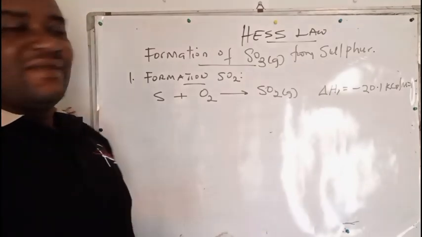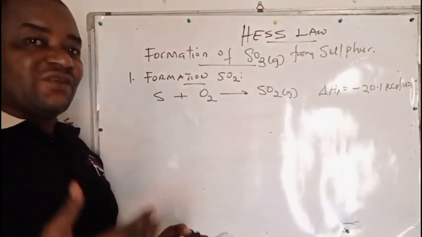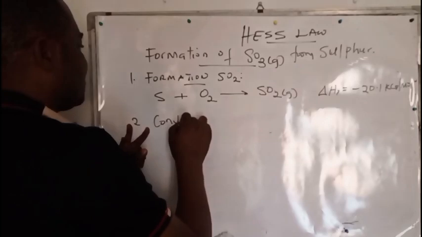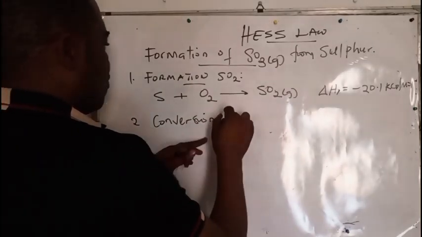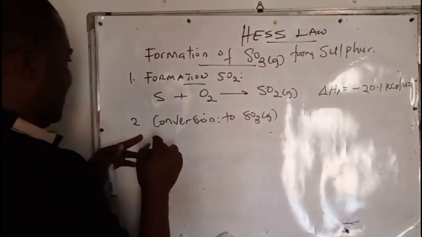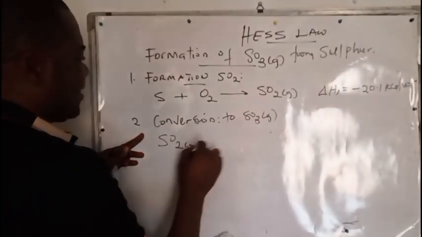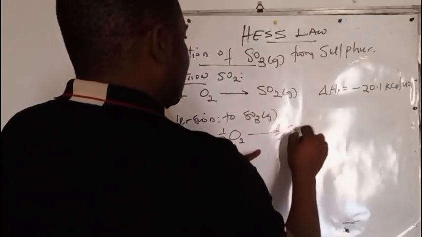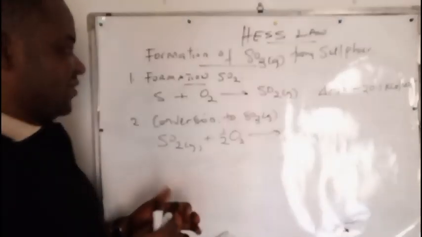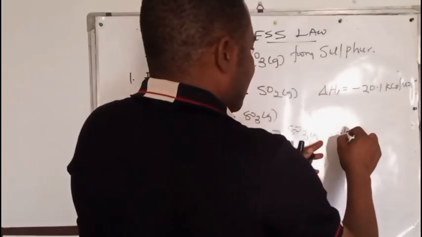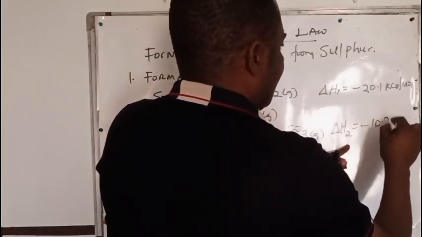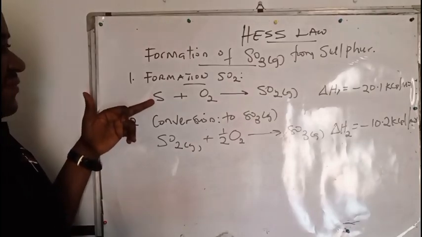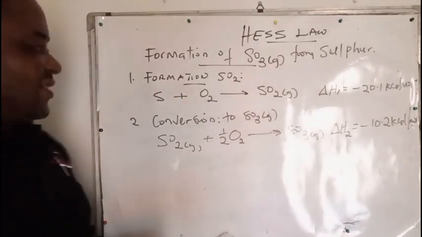That is the first heat change for the first step to arriving at sulfur trioxide. Now, the second step is going to be the conversion of the sulfur dioxide to sulfur trioxide gas. That means we'll now have sulfur dioxide gas plus a half of oxygen, and that will give us sulfur trioxide gas. Of course, this comes with its own heat change. Let's say its own heat change is 10.2 kilocalorie per mole. You can see that in the first step there is a heat change, and in the second step there's a heat change.